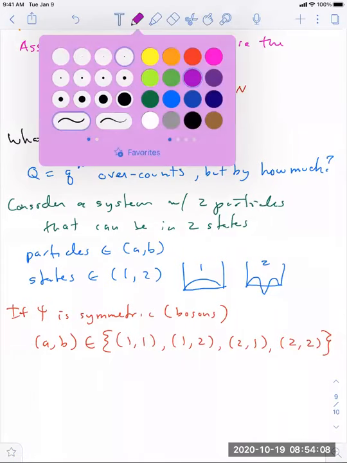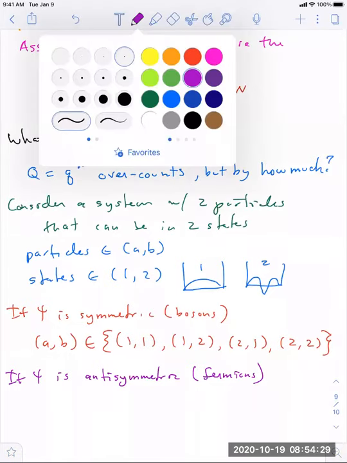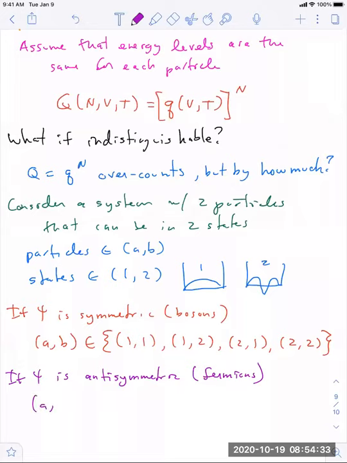And then alternatively, if I'm anti-symmetric, that means I have fermions. And for fermions, you can't have two identical fermions in the same state. And so that just restricts my set of allowed states to be A in 1 and B in 2, or the reverse.